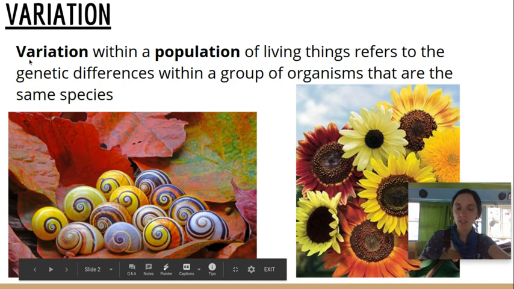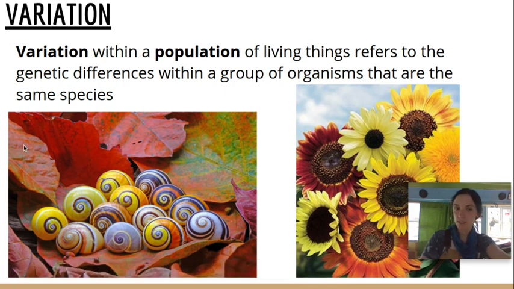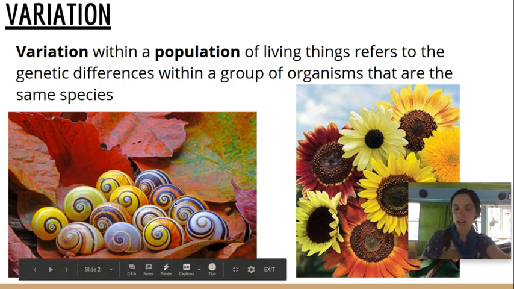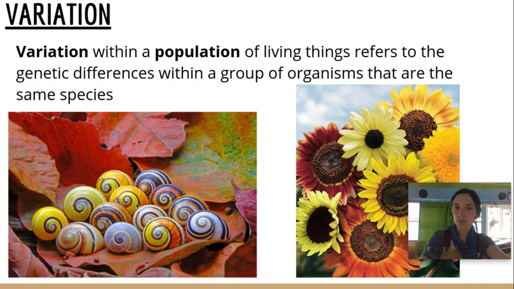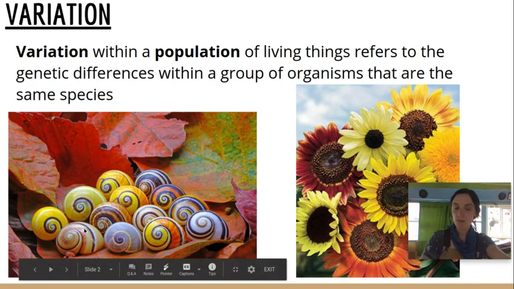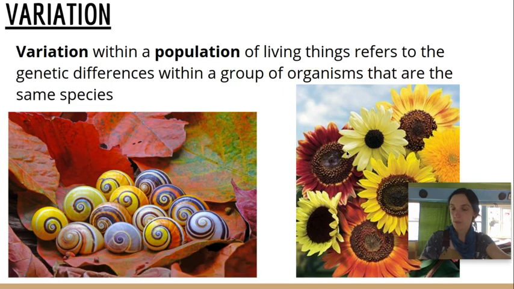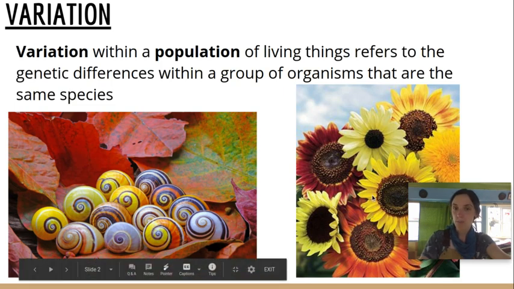And the variation refers to the different genes that these different organisms have. So while these are all the same species and they all have the same number of chromosomes, you can see very clearly that they have different genes for shell color. These sunflowers have all the same chromosomes, but they have different alleles on their genes for petal color.